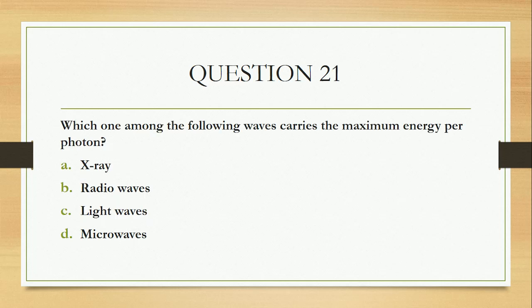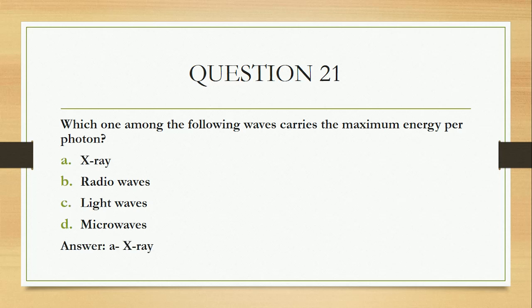Next question is, which one among the following waves carries the maximum energy per photon? Option A, X-ray, option B, radio waves, option C, light waves, or option D, microwaves. And the correct option is option A, X-rays.